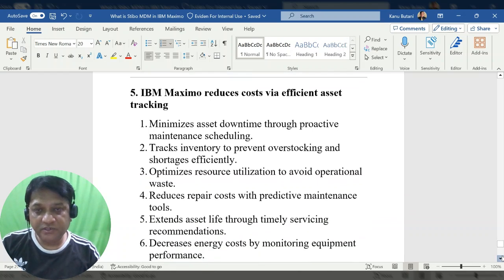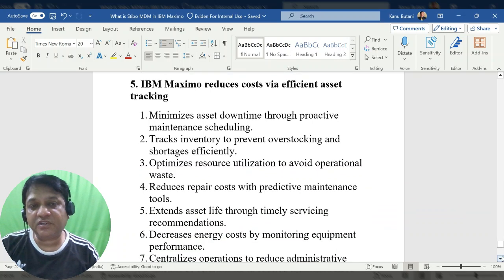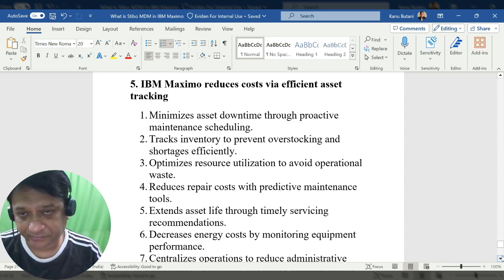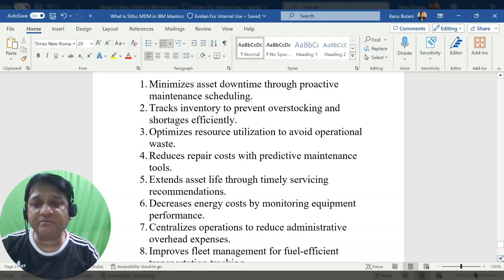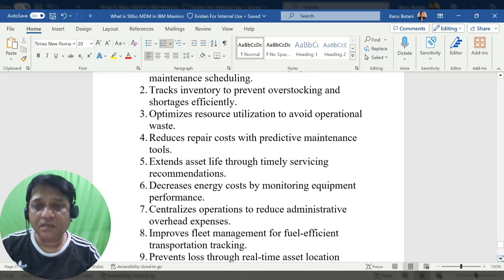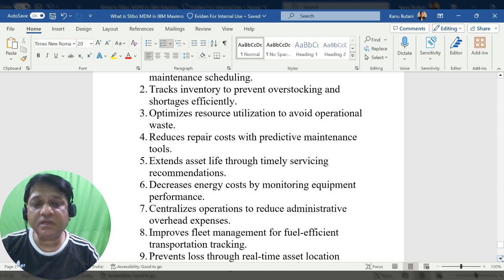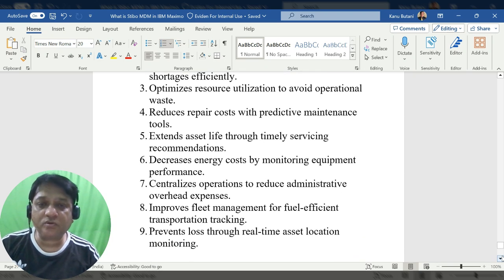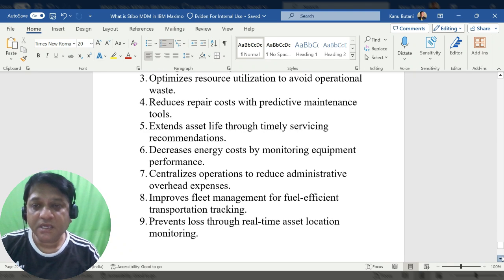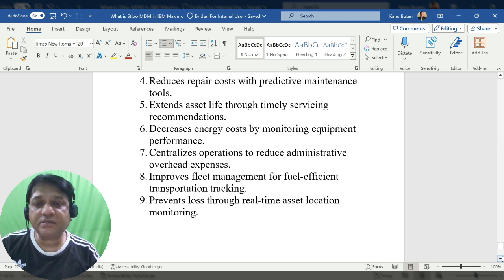IBM Maximo reduces costs via efficient asset tracking. It minimizes asset downtime through proactive maintenance scheduling, tracks inventory to prevent overstocking and shortages efficiently. It optimizes resource utilization to avoid operational waste. It reduces repair costs with predictive maintenance tools.